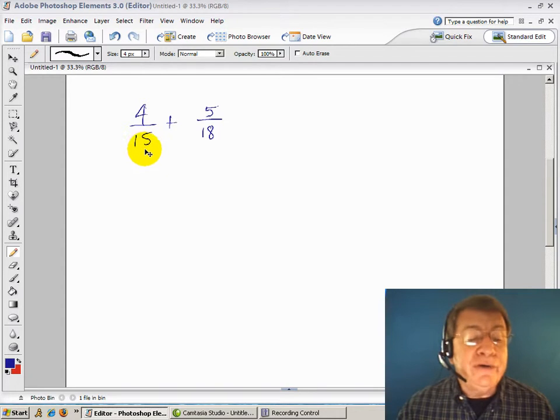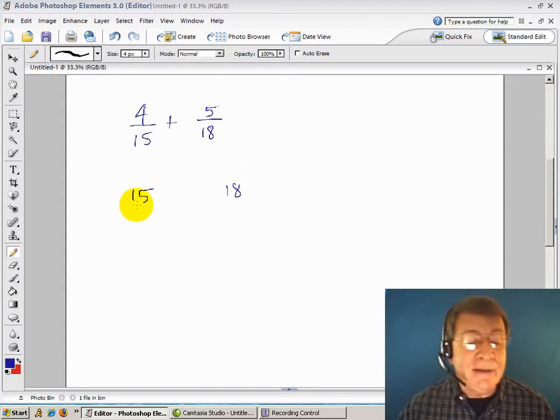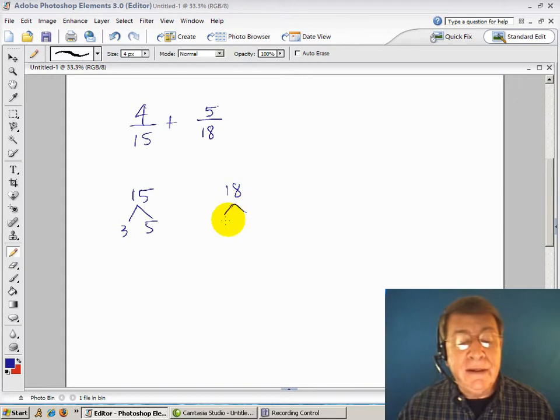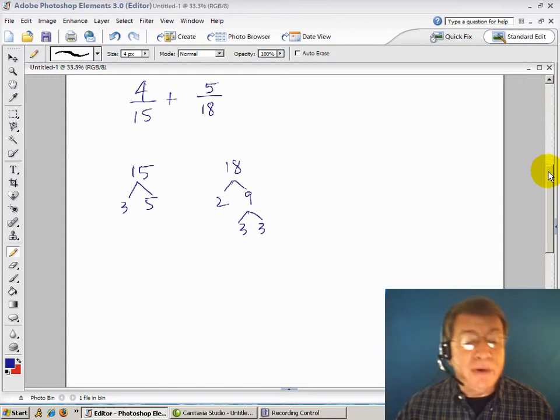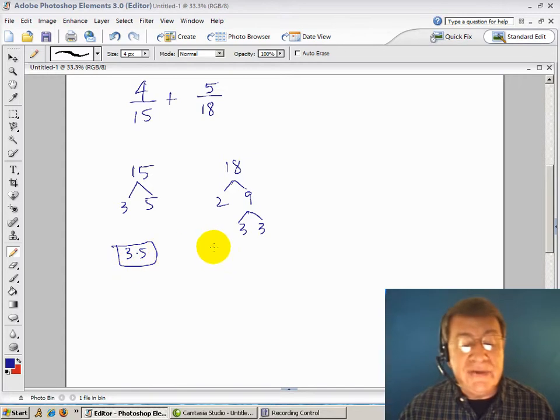The first thing we're going to do is look at the two denominators and find a common denominator between them, 15 and 18. 15 is 3 times 5, 18 is 2 times 9, which is 3 times 3. So what we're going to try to do is find a common denominator between the 15 written in pieces and the 18 written in pieces.